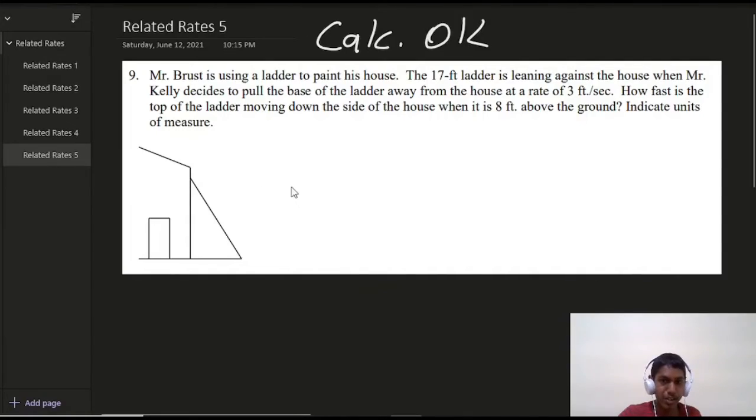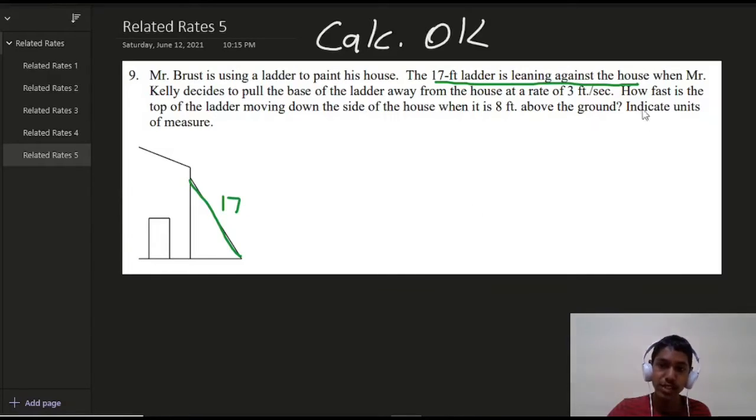Okay, so our final problem, we can use our calculator. So let's look at this. Mr. Brust is using a ladder. A 17-foot ladder is leaning against the house. So this is the ladder right here, and the ladder is 17 feet, and it's always going to be 17 feet long.